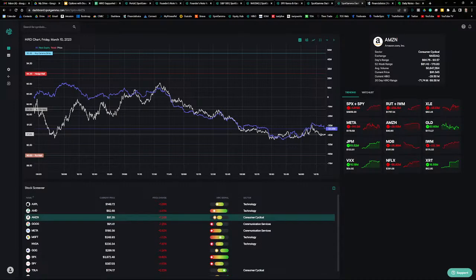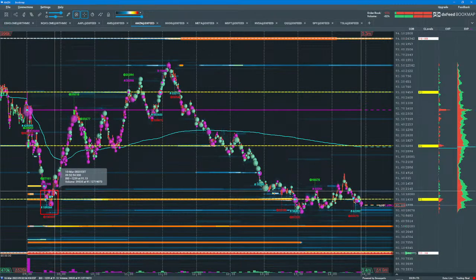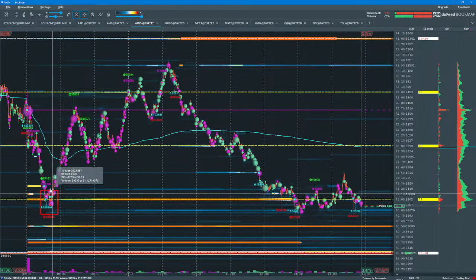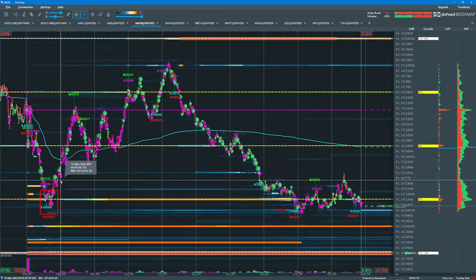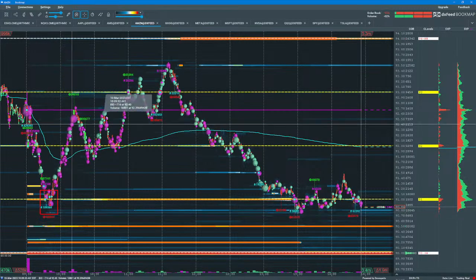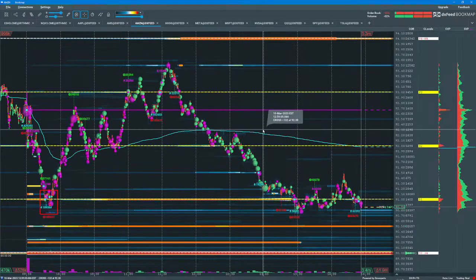Let's go look at Bookmap. So there's Amazon. And the shift in order flow is somewhat apparent there. Definitely a sweep into this 91 level. Buyers absorb the sellers, price moves higher. And since then, price has reversed back down to that level.